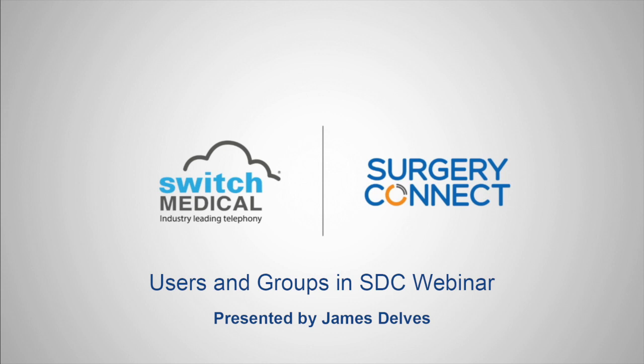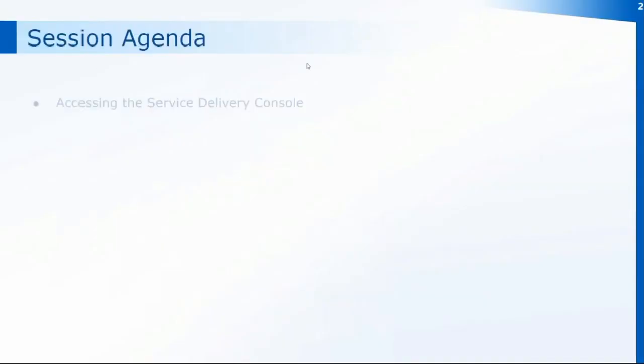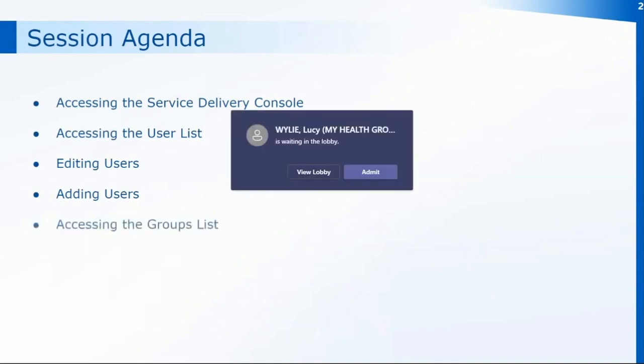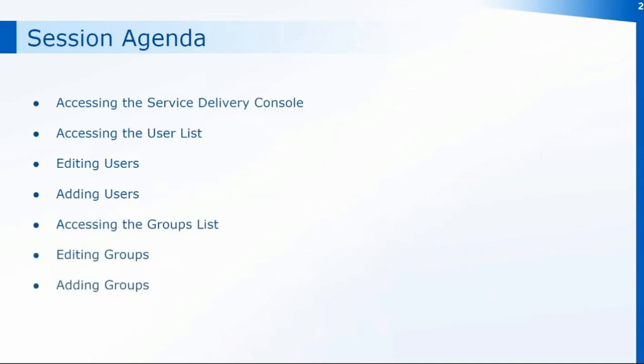So today we're going to be looking at users and groups in the service delivery console. We're going to look at where to access the service delivery console. We'll look at accessing the user list within the service delivery console so that you can see all the users that you have added onto the system. We'll edit those users and we'll look at adding new users as well. We'll also look at the groups list within the service delivery console, and again look at editing and adding those groups. Finally, we'll also look at where you can customize both the users and the groups in the configuration console to change any of the default settings there.